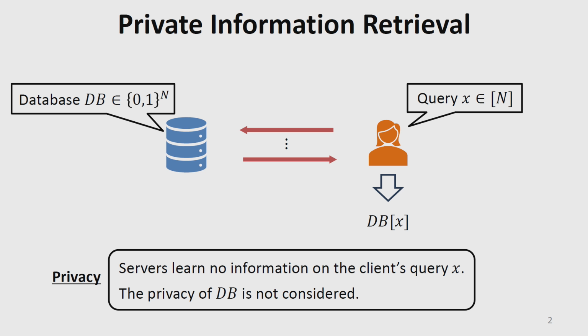So first, let's recall the concept of private information retrieval, or PIR for short. In this setting, a server has a database and a client has an index x. And the goal of PIR is that the client gets the x-th entry of the database without revealing the information on the client's query. So in this setting, we do not consider the privacy of databases.